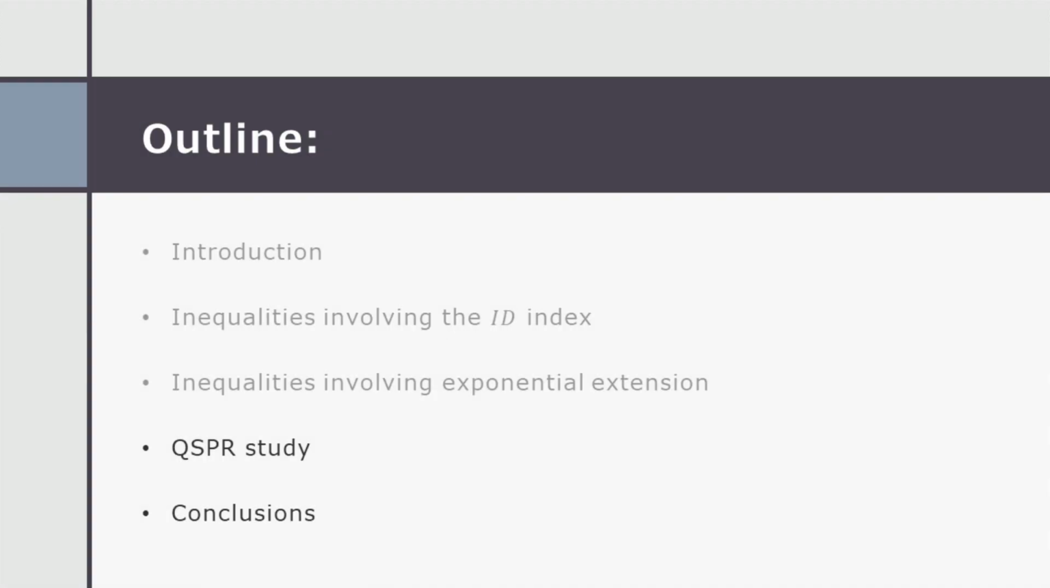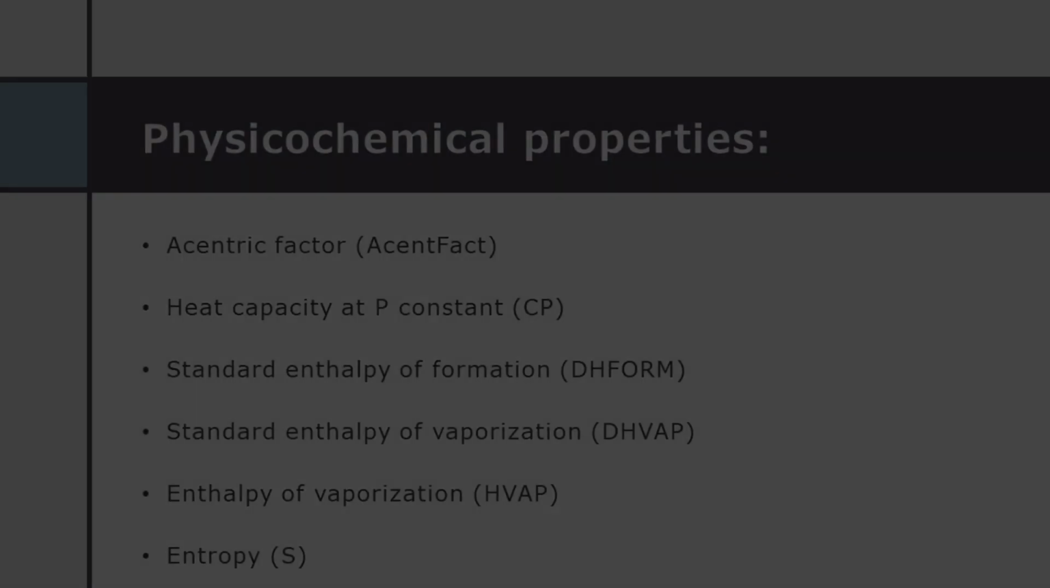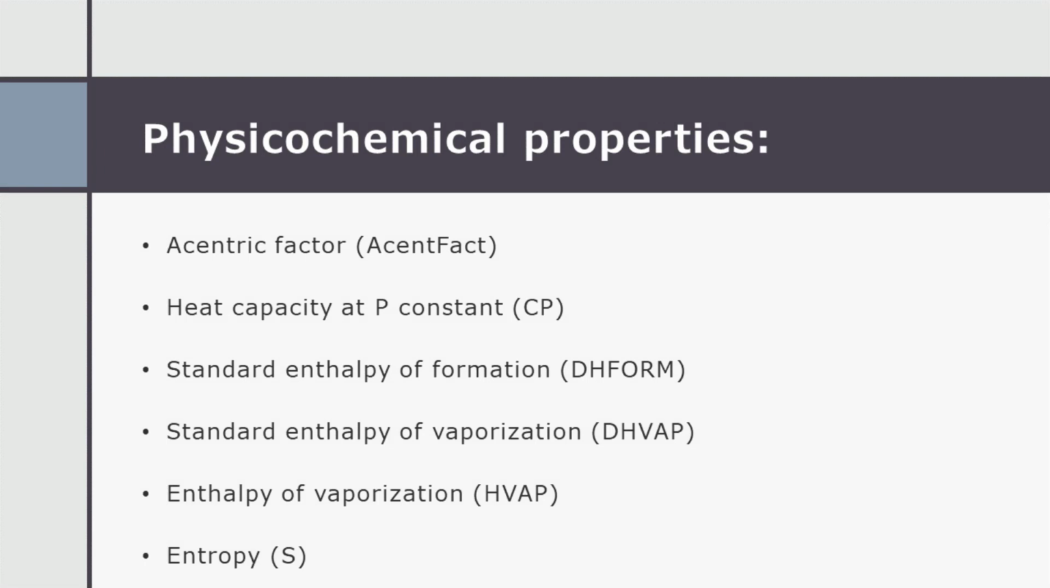Let's start now with the applications section. In this case we have a quantitative structure-property relationship study of the inverse degree index and the exponential inverse degree index. To develop linear models of some physicochemical properties of octane isomers, we select these properties for the study: acentric factor, heat capacity at constant pressure, standard enthalpy of formation, standard enthalpy of vaporization, enthalpy of vaporization, and entropy.